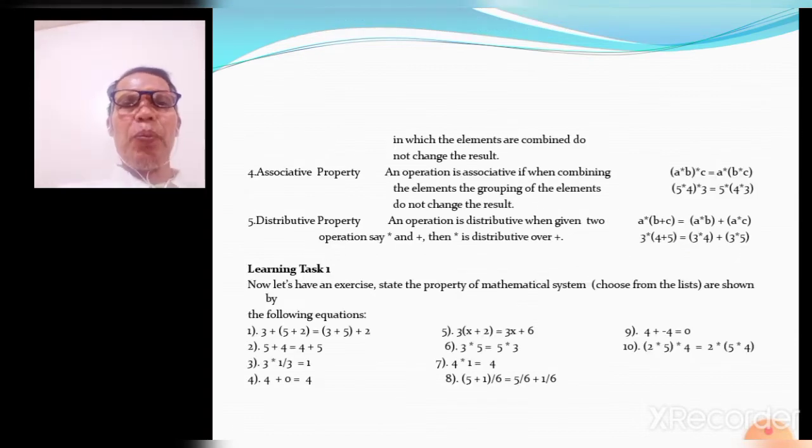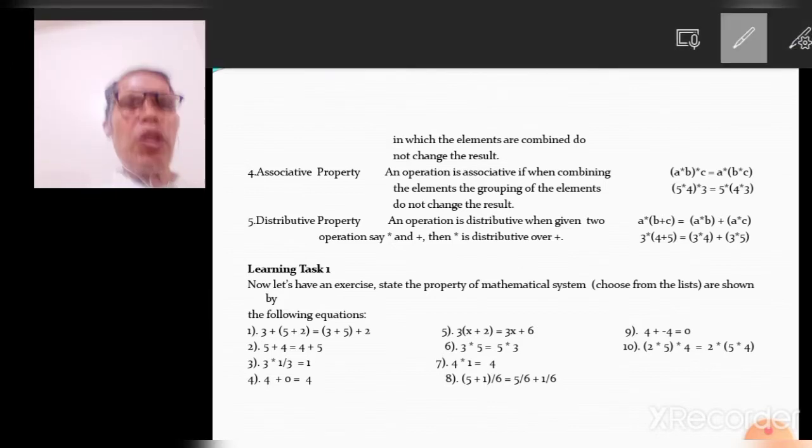Okay? Another property of a mathematical system is the associative property. Now, an operation is said to be associative if, when combining the elements, the grouping of the elements does not change the result. For example, if you are going to multiply the product of the quantity open A times B close times C equals A times the product of the quantity open B times C close.